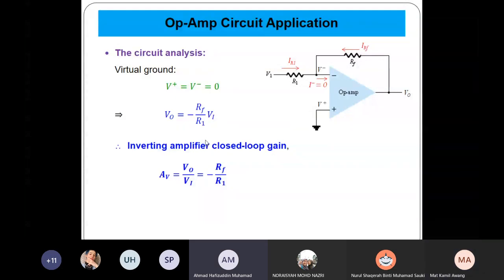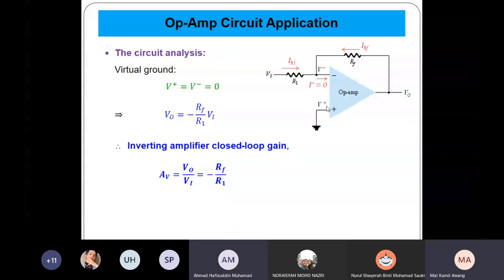Okay, and what is the gain? The gain is basically the output voltage divided by the input voltage. So the gain of the amplifier AV is equal to V out divided by V in is equal to minus RF over R1. So this is actually the closed loop gain of the amplifier. So you see now that we can control the closed loop gain of this amplifier by playing around with these two resistors, RF and R1.